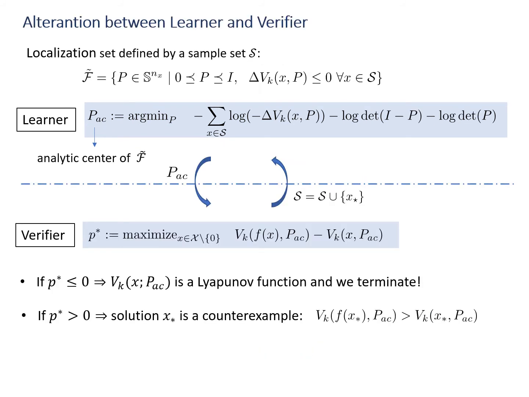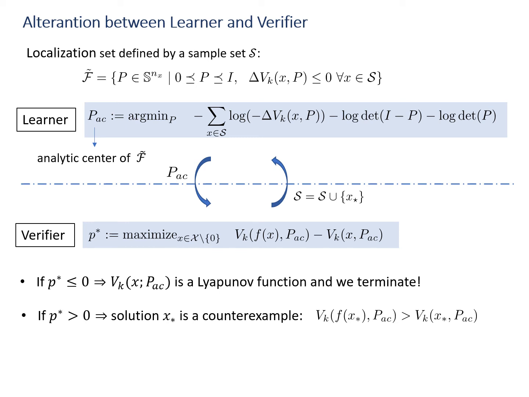To validate that a given analytic center returns a valid Lyapunov function, the verifier must maximize the Lyapunov difference function over the region of interest, as shown in the lower part. We denote the optimal value of this optimization problem by P star. If P star is less than or equal to 0, then we have a certificate that the Lyapunov function decreases everywhere and we can terminate the method with a valid Lyapunov function.